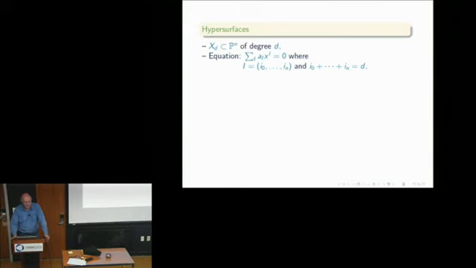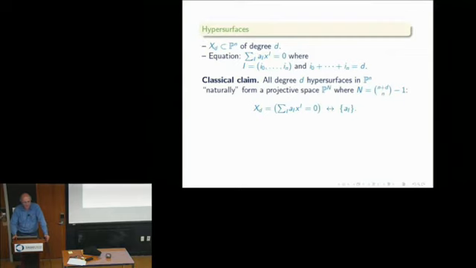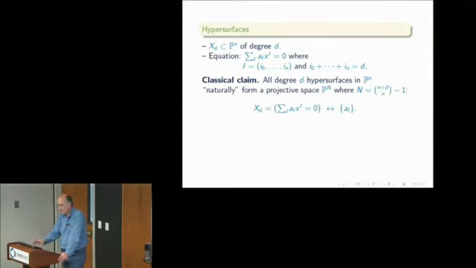I think that the first case where these families are worth studying, and probably this would not have surprised Descartes, is if you start in projective n-space and you have a degree d hypersurface. That means that you are just looking at an equation which is homogeneous of degree d in the n plus 1 variables that form the homogeneous coordinates on the projective space. Now, as a very classical claim, I don't know to whom it can be attributed, probably it was viewed as obvious from the very beginning that all degree d hypersurfaces in P^n naturally form a projective space themselves, whose dimension is (n plus d choose d) minus 1.